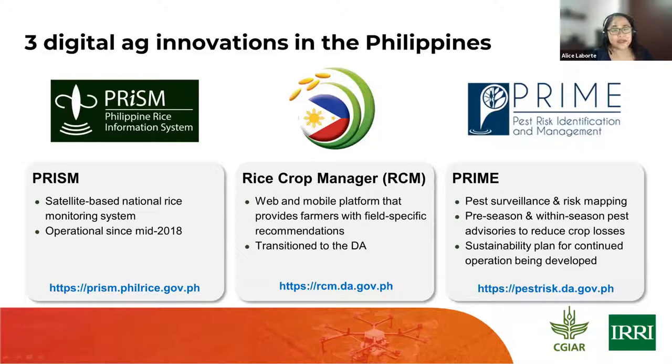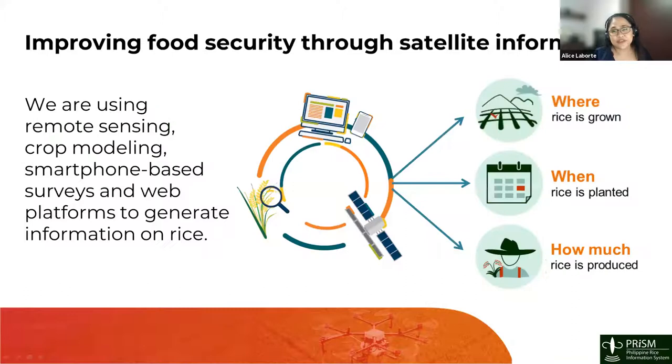And finally, PRIME, or the Pest Risk Identification and Management, is a web-based application providing pre-semester and within-semester pest advisories based on data from pest surveillance to mitigate yield losses due to major pests and diseases. A sustainability plan for its continued operation is being developed, and this will be transitioned to the Bureau of Plant Industry, which has the mandate for pest surveillance and monitoring in the country. So first I'm going to talk about PRISM.